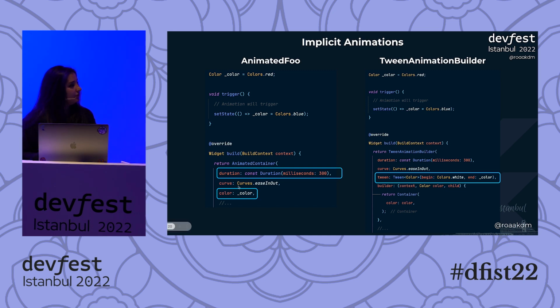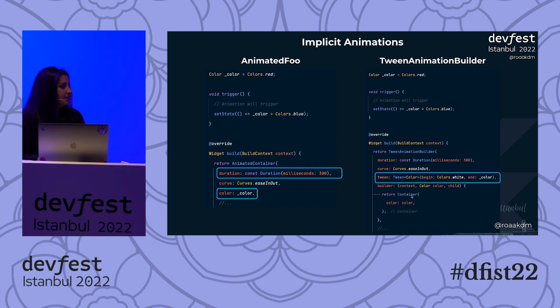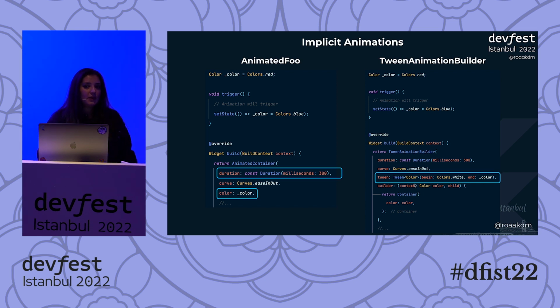And also, if there is no animated foo widget that fits your objective, you can use a tween animation builder. This tween animation builder widget is still an implicit animation with more flexibility. So you can give it a tween. The tween class is simply a class that helps you animate between two values.